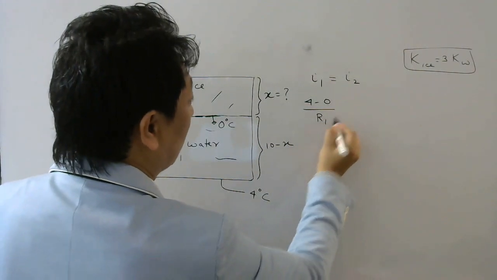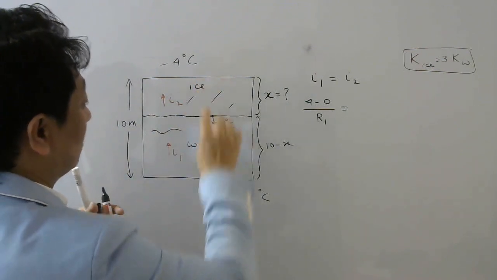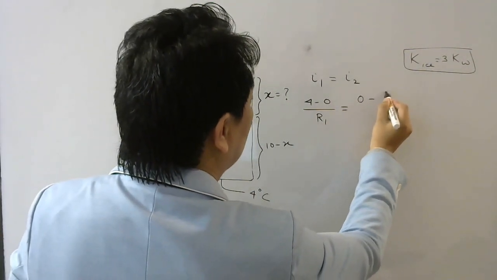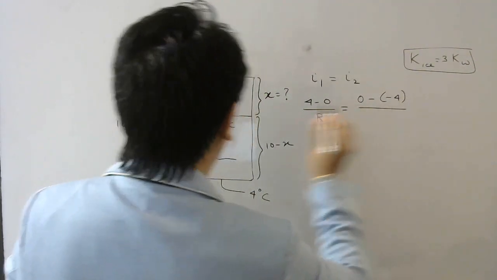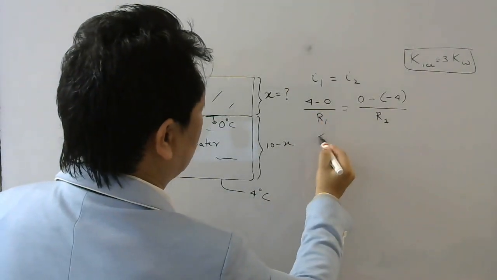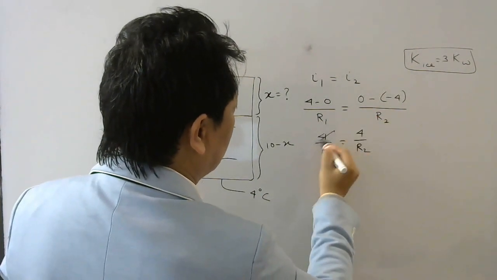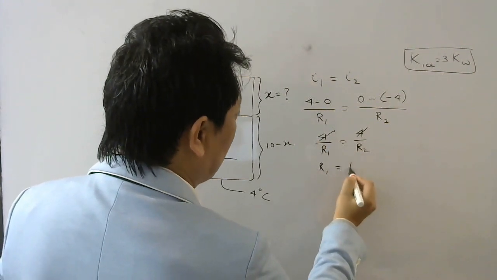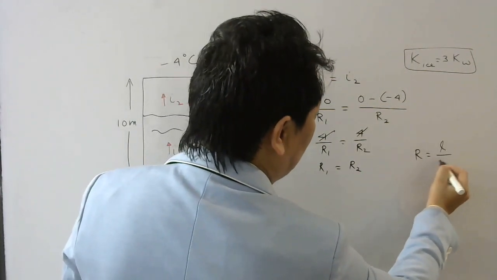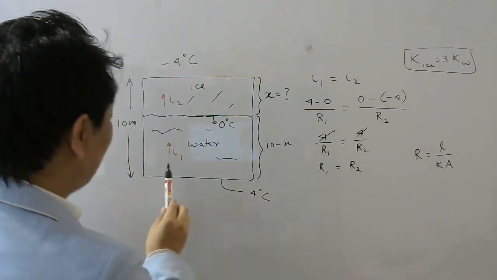This is the temperature difference divided by resistance of this part. Let us call it R1, equals the heat current in ice. What is the temperature difference for ice? Remember, 0 degree is more than minus 4 degree. So 0 minus (minus 4) degree divided by resistance of this part, which I will write R2. So this will give you 4 by R1 and this will be plus 4 by R2. 4 gets cancelled, so R1 equals R2. Now what was the formula for resistance? Thermal resistance is L by Ka. Remember, L is measured parallel to the flow of heat, right? So heat is flowing this way.